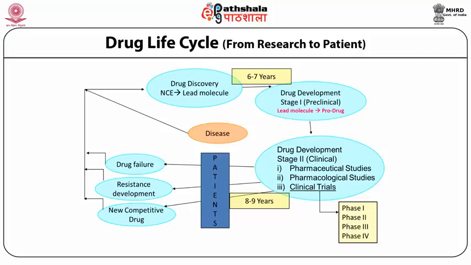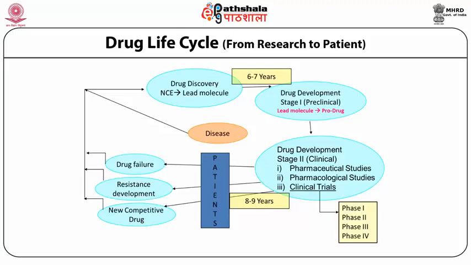which in turn invites the drug discovery process, which starts with the search for new chemical entities, from where we identify lead molecules. And from these lead molecules to prodrug is drug development stage 1, called the preclinical stage. These 2 initial stages, drug discovery, that means NCE to lead molecule, and drug development stage 1, the preclinical stage, involve 6 to 7 years of time.